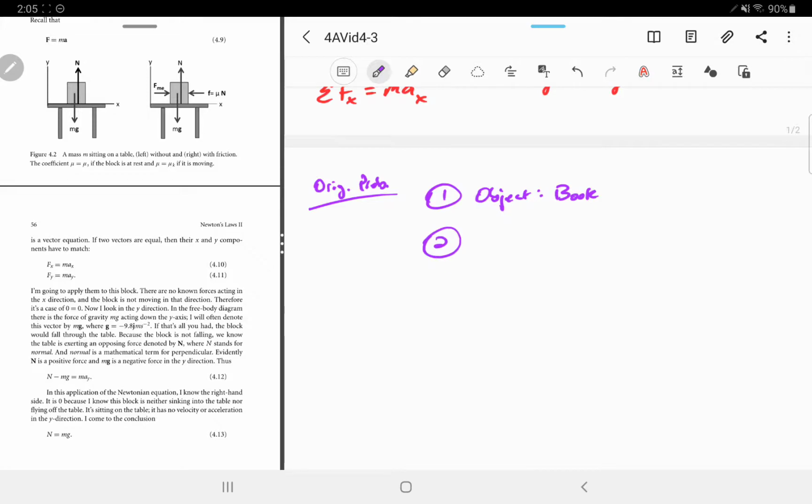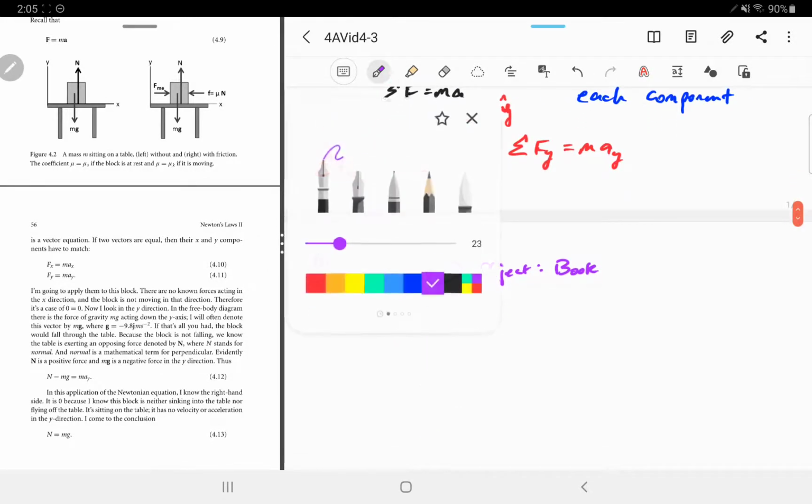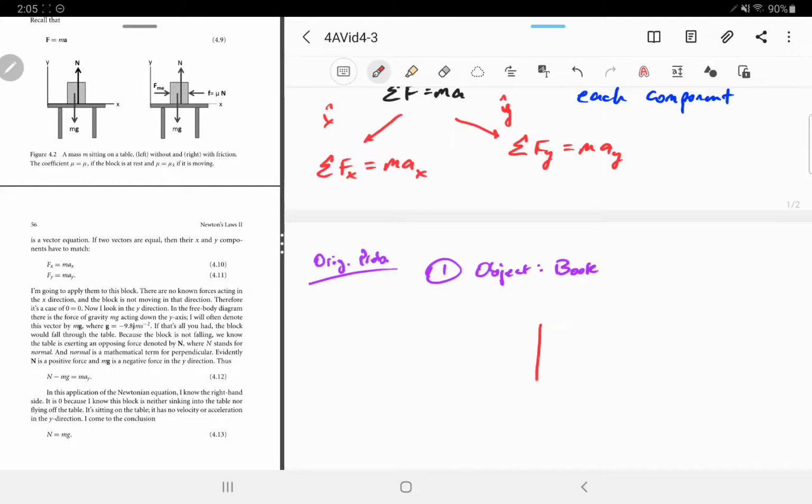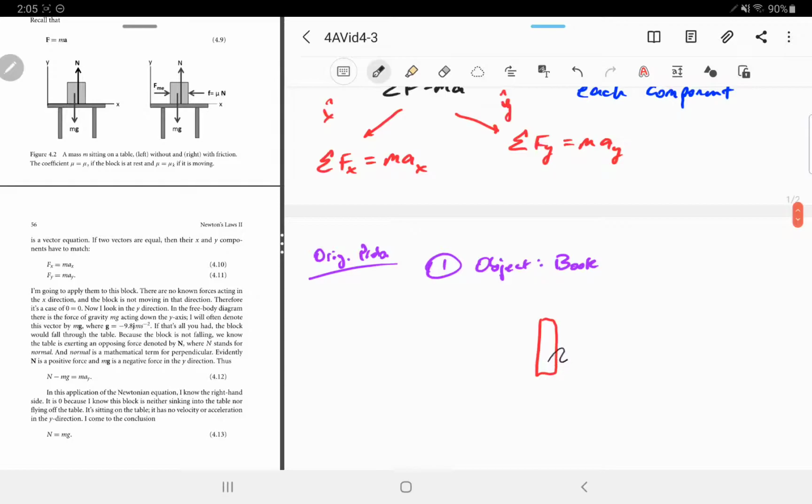Now we need to pick an object, or well, we already picked an object. We need to draw the free body diagram. Okay, I guess that's probably step one. Okay, so our free body diagram, I think the book was red in the picture. Our free body diagram, well, weight is probably the easiest thing to draw. That one's always on there, mg.